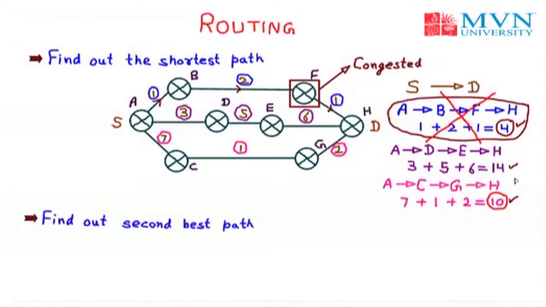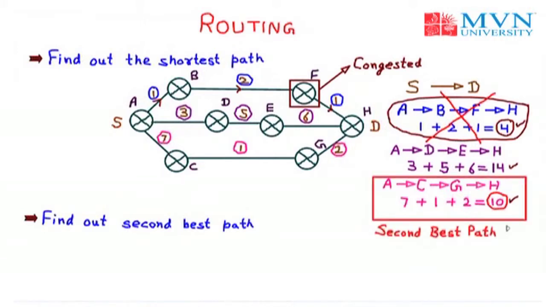So to select the second best path, the combination of 7 plus 1 plus 2 is equal to 10, is our second best path. Because the router number F is congested, it will not pass any of the packets from B to H. We are not considering the path from source to destination that is equal to 4, that is the shortest path. So we will consider the second best path. So these are the major two issues under the routing.